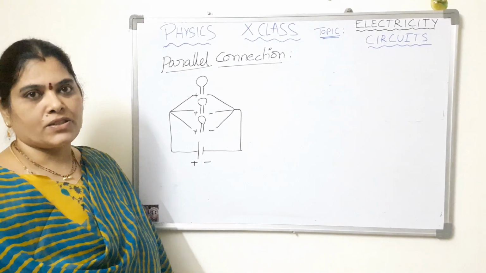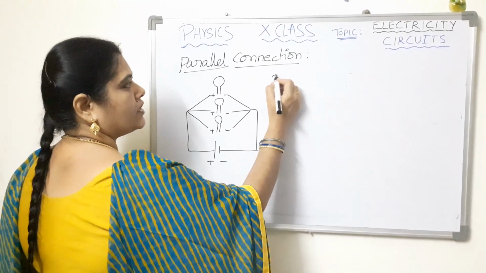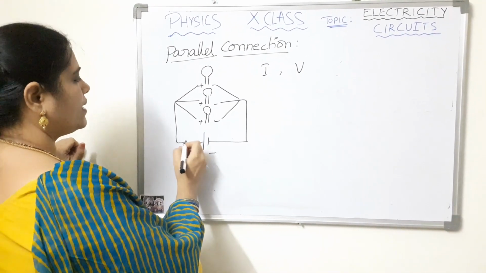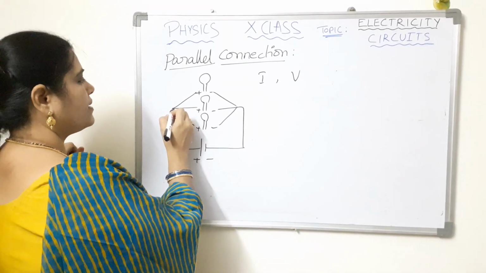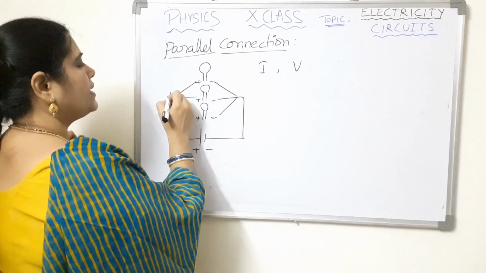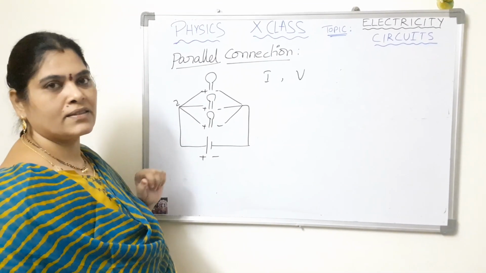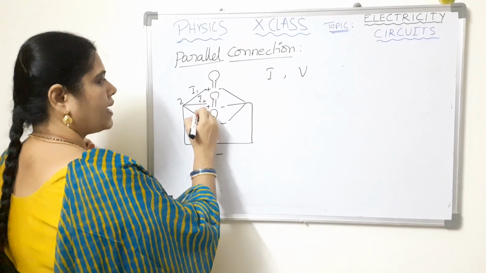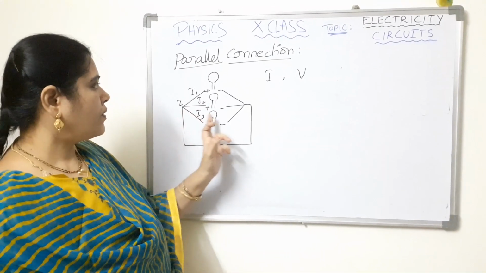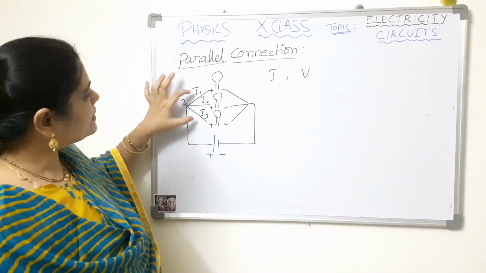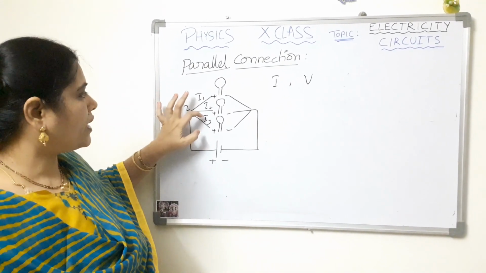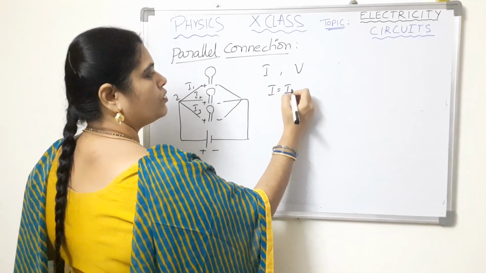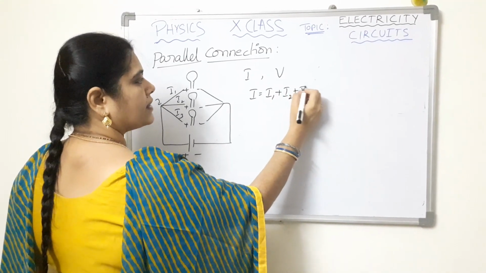See, in this parallel connection, what happened? What about the I and V? See here, we are observing this. When the current is passing in this direction, when it enters into this point, here I is divided into three ways. That means it is moving in three ways: I1, I2, I3. So here, if you want I, then it is the sum of all these three, I1, I2, I3. So what is the equation here in this parallel connection? I is equal to I1 plus I2 plus I3.